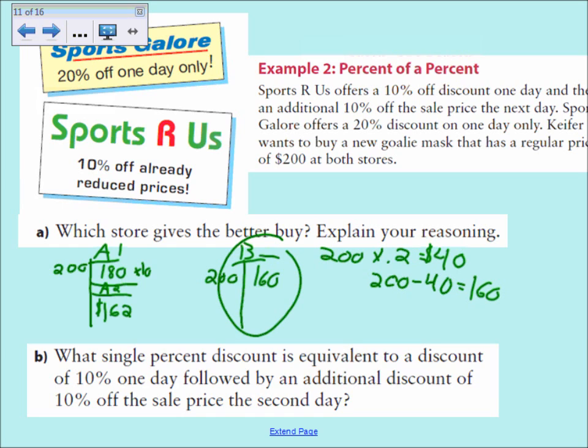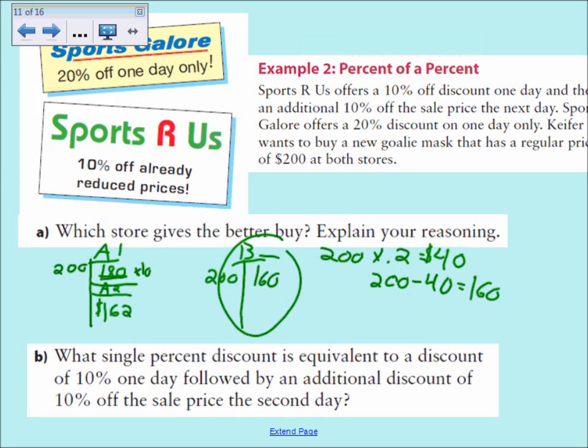What is a single percent discount? So B is the better buy because it's a cheaper price by $2. 10% plus 10% in this, because we're taking an additional 10% off the discounted price, which means you don't get as much.